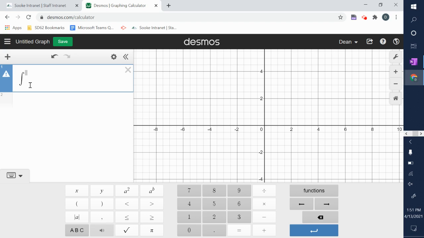What was the original question? 1 to 5? 1 to 5. Put in your function, x over square root, and then you put dx. 5.33. You guys are all wrong.